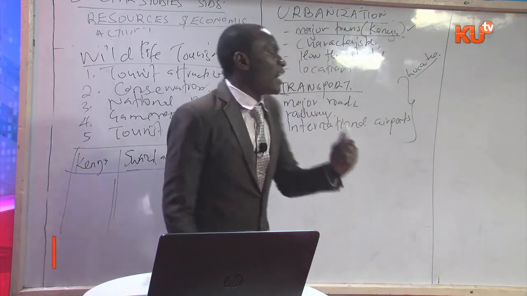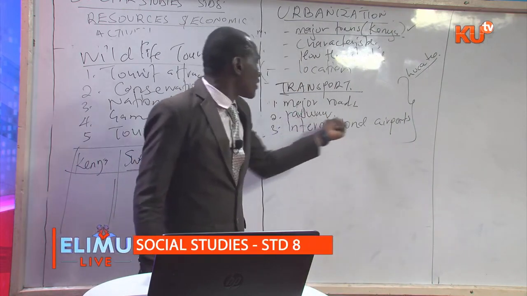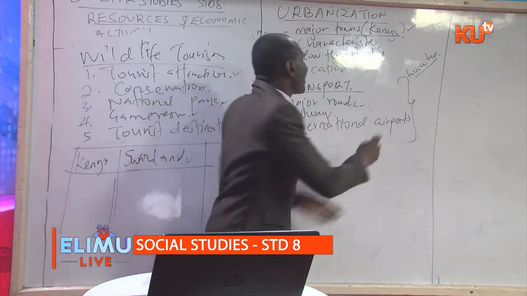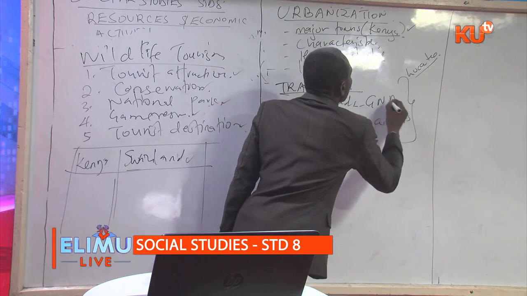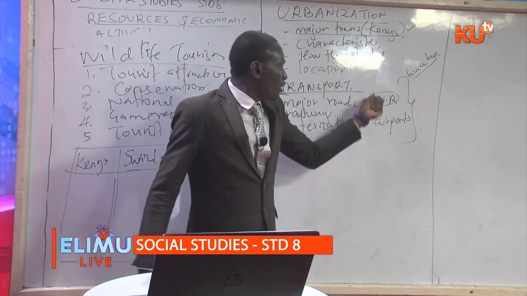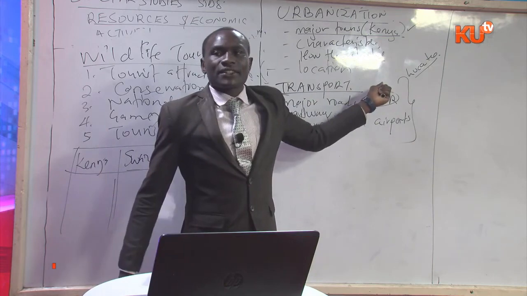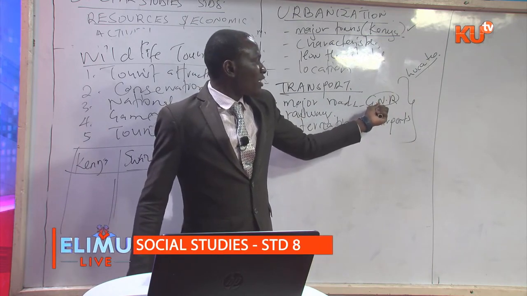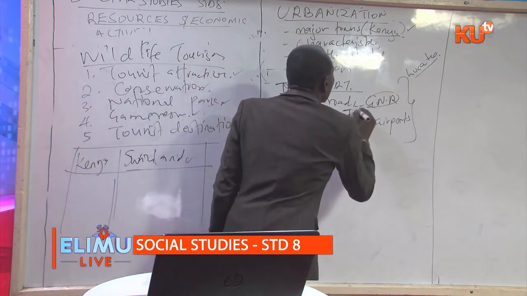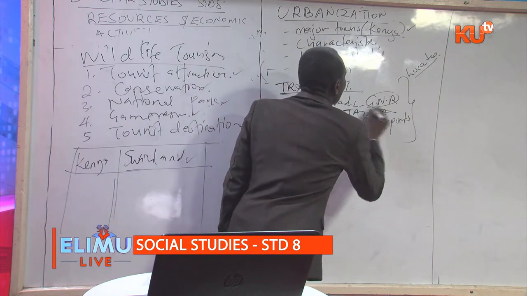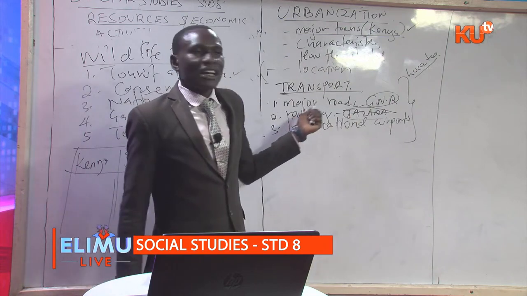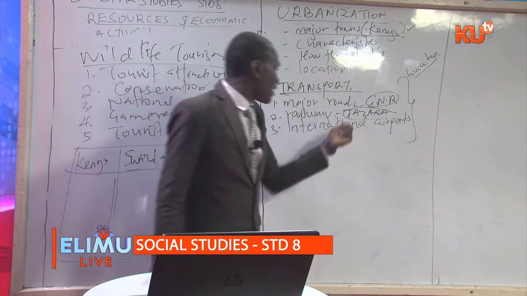Are you able to identify the major roads, railways, and also international airports? When you're talking about major roads, for example, we have the Great North Road. They can draw for you the map of Africa, and you can be asked which one of the following is a major road marked X. Same to railways, for example, the Tazara. They can ask you, the Tazara Railway runs from where to where? You should be able to identify the areas and also countries that this Tazara Railway passes through.